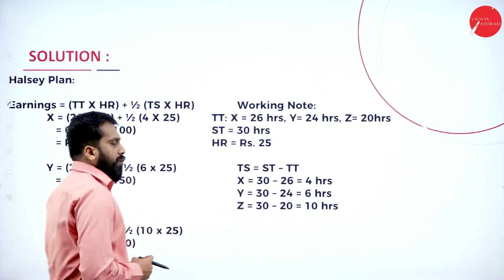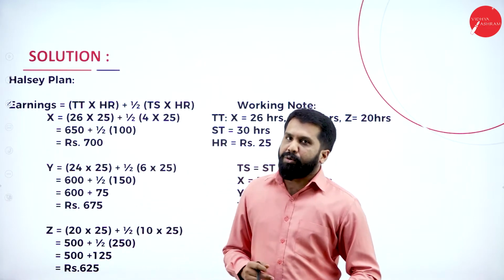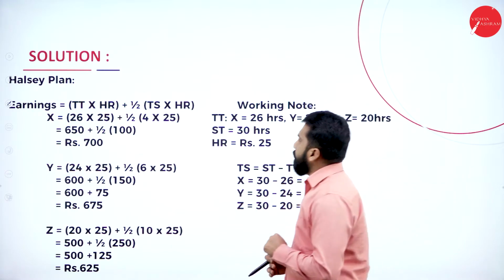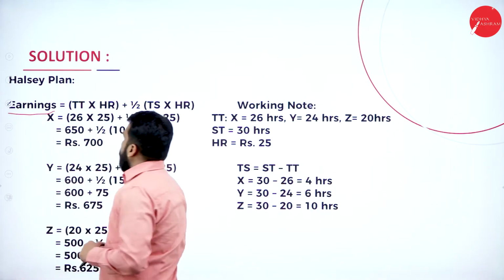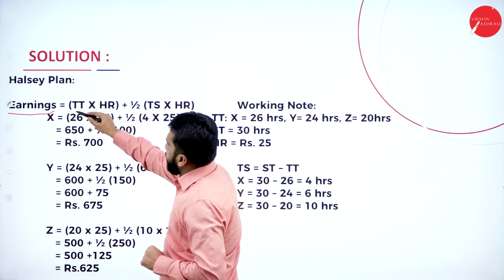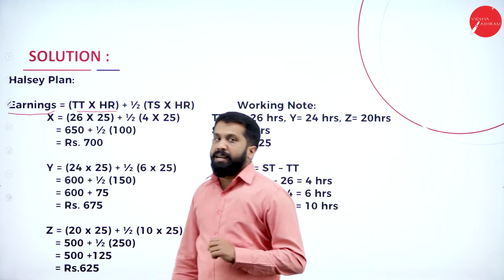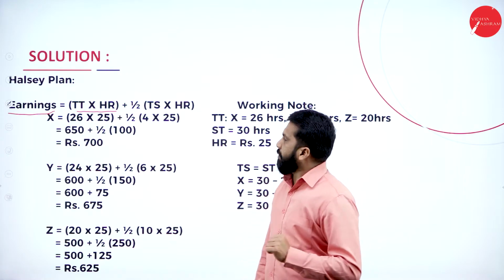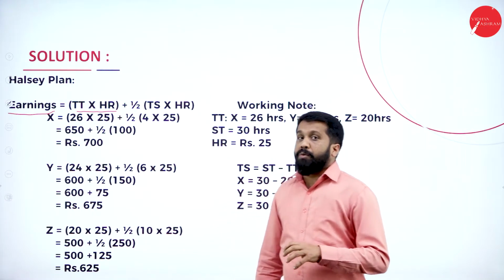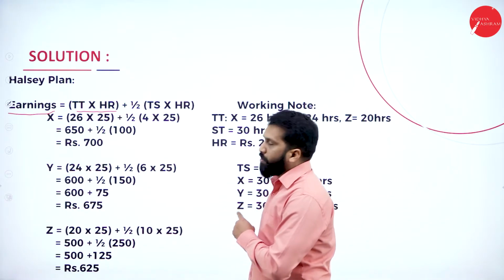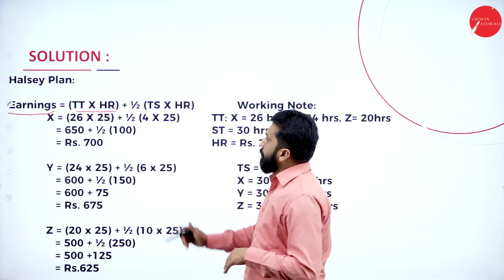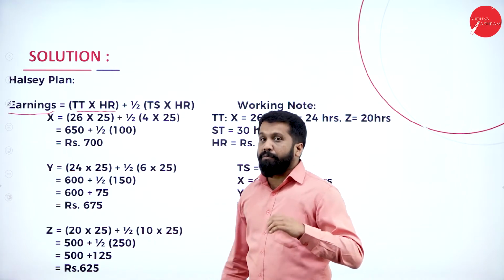Now, first we'll go for the Halsey plan. Later, we'll move to the Rowan plan. Now, as per the Halsey plan, what is the formula for your earnings? The formula is time taken into hourly rate, plus half of the time saved into hourly rate. Whatever time is saved, for that also he is paid. But whatever he has saved, he will get half of it. Because even though he has not worked, still he is getting half of the pay.